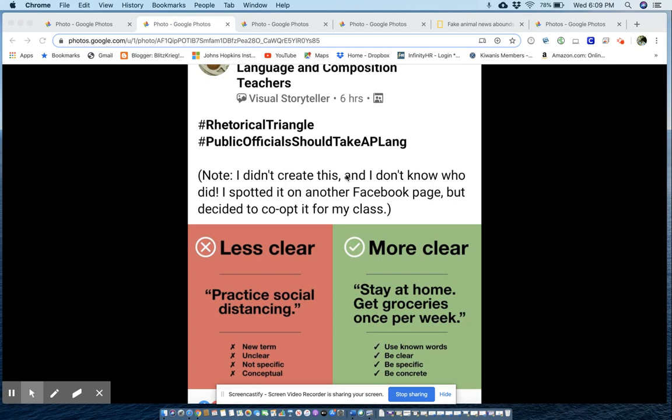Look what's more clear. Hey, stay home. Y'all, get your groceries once per week. Go home. Go outside, enjoy the sunshine, work in your yard, be with your family. What's more clear than that? So, again, rhetoric matters. The message is in the meaning. The meaning is in the message, whichever way you want to say it.